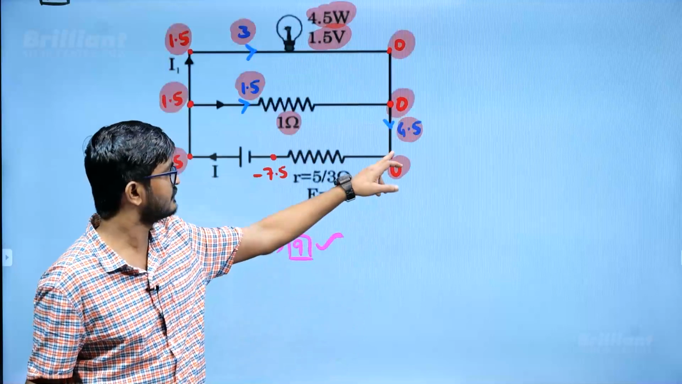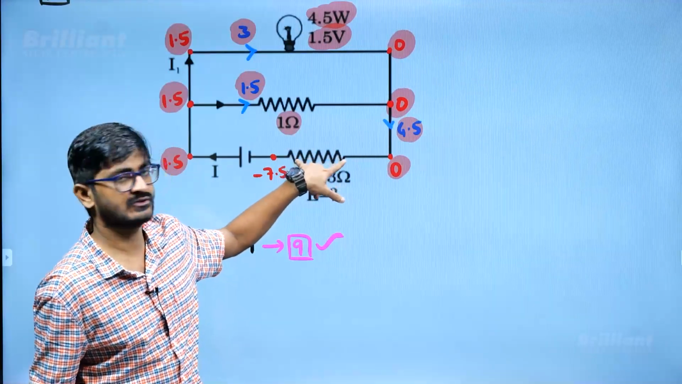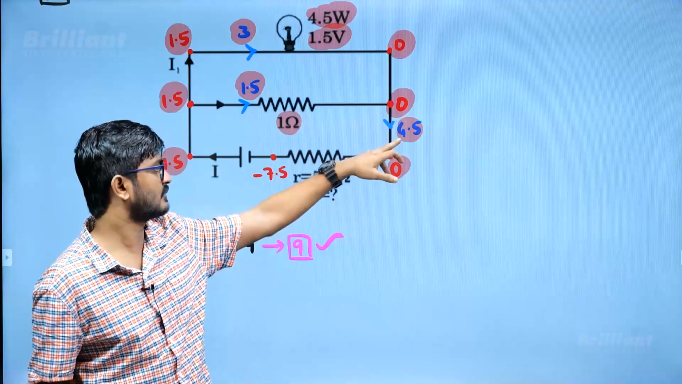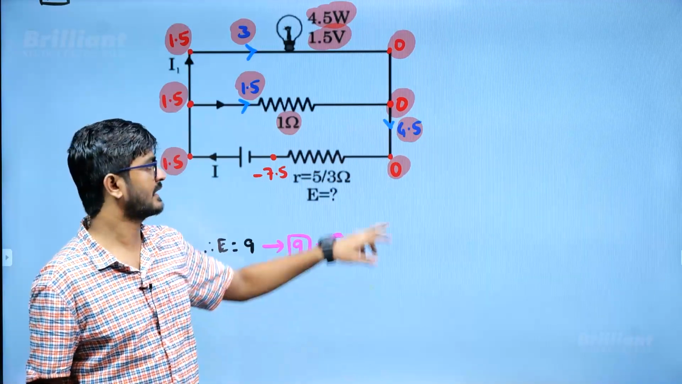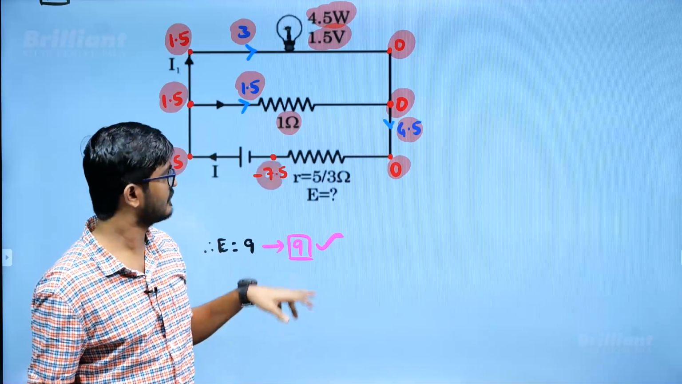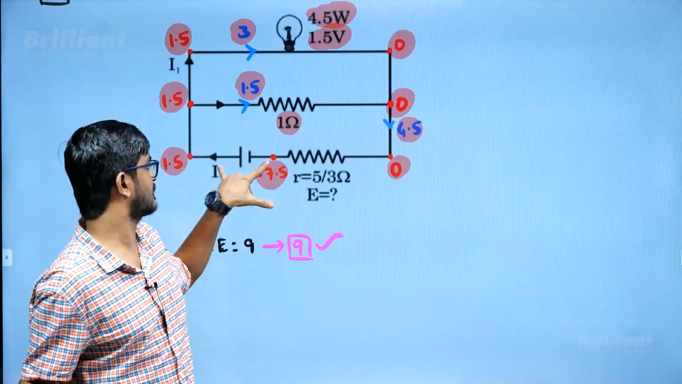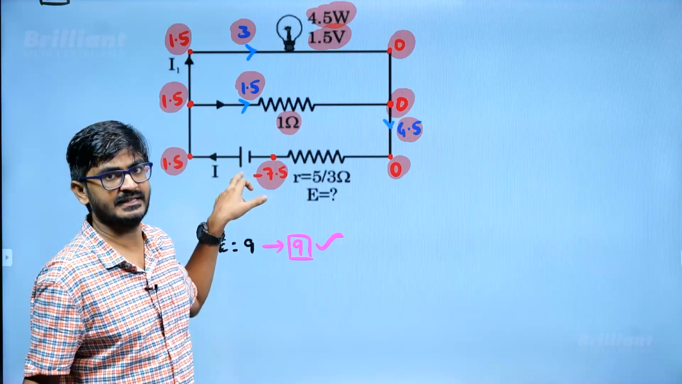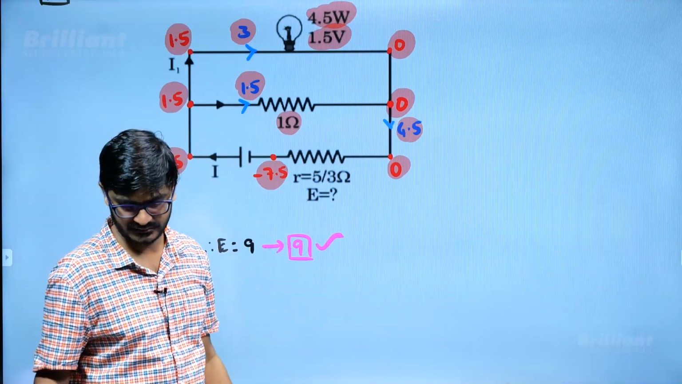Now this current is 4.5, so the potential difference across the resistance is going to be I into R. So 1.5 into 5, 7.5, and current will flow from higher potential to lower potential, so this potential has to be minus 7.5. So what is the potential difference across these two? It is going to be 9 volts. So what is going to be the battery EMF? It is going to be 9 volt.